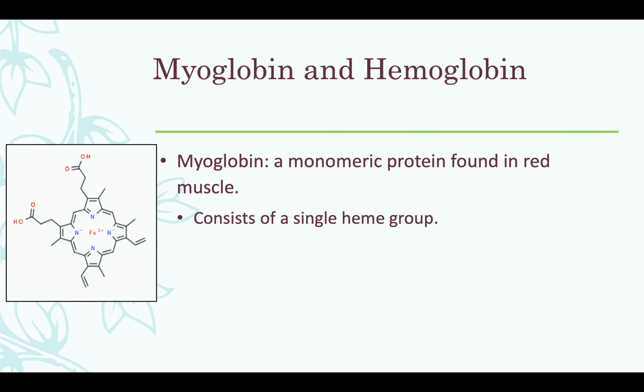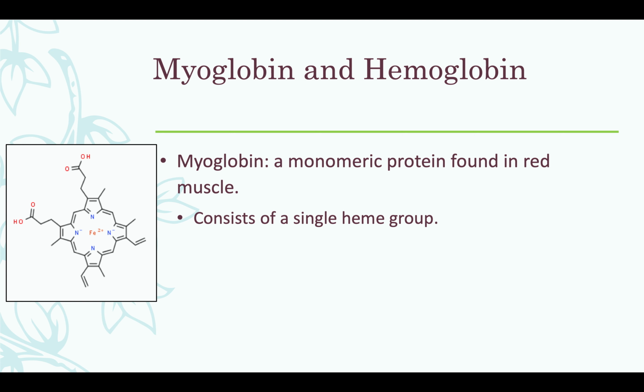Myoglobin has a single polypeptide chain. So this is a monomeric protein. Now, as the name suggests, myo, which translates to muscle, and globin, which translates to protein, we can say that this is found in muscles. This serves as a storage protein, which reserves oxygen that the body can use in times of oxygen deprivation. By the way, myoglobin consists of a single heme group, so that is why it is monomeric.